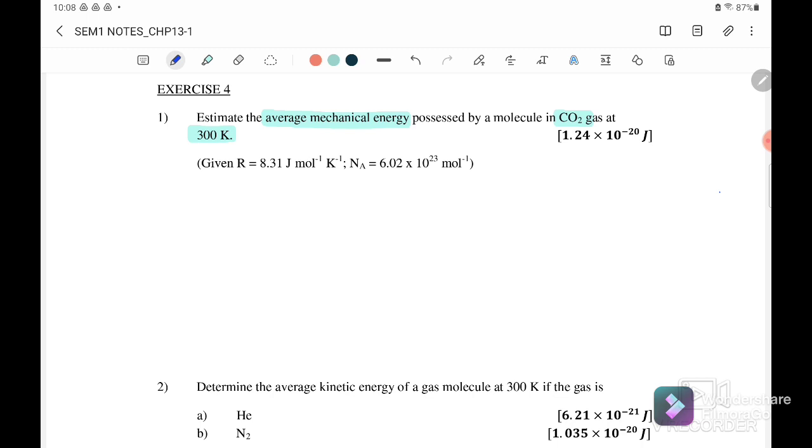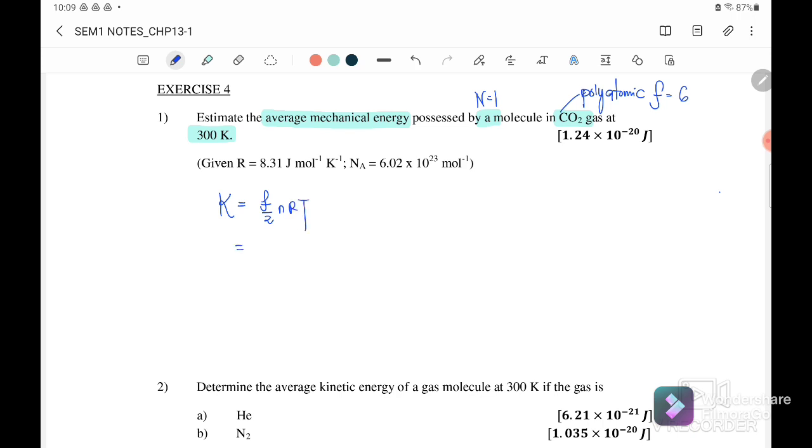Since we have the temperature and the question mentions a molecule, that means n is equal to 1, and carbon dioxide is polyatomic, so the degree of freedom is equal to 6. Now we want to find the mechanical energy, meaning the kinetic energy. We can find the kinetic energy equal to f over 2 nRT.